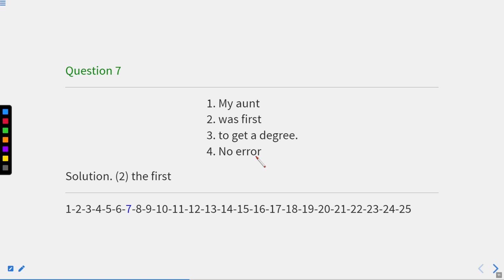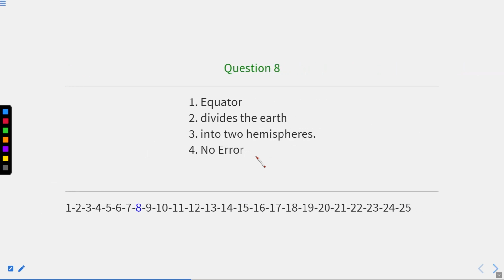Now let us move to the next one. This one is question number 8. Equator divides the earth into 2 hemispheres. Now whenever we have any unique thing, or celestial bodies, unique things like the sun, the moon, which is only one in this entire universe, or as far as we know, or as far as we are concerned.